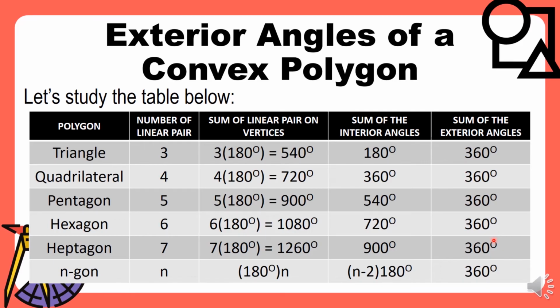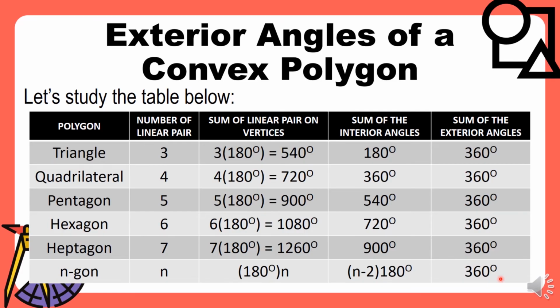At para naman sa n-gon, tandaan na ang n ay sumisimbolo sa number of linear pair. At para makuha natin sa n-gon ang sum of linear pair on vertices, i-multiply natin ang 180 degrees kay n. At para makuha muli ang sum of interior angles, huwag kakalimutan ang nabanggit nating formula na n-2 times 180 degrees. At laging tatandaan na sa lahat ng convex polygons, ang sum of exterior angles ay laging 360 degrees.